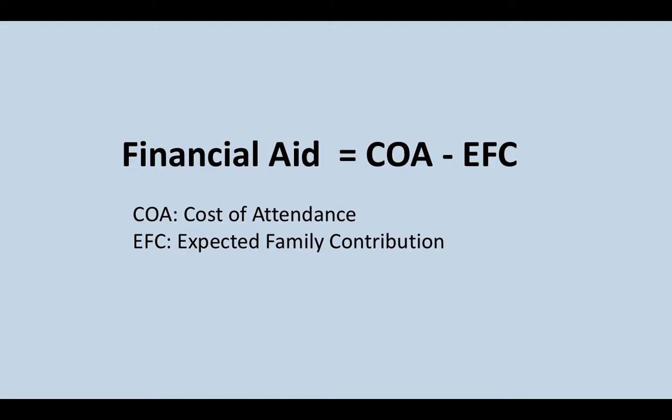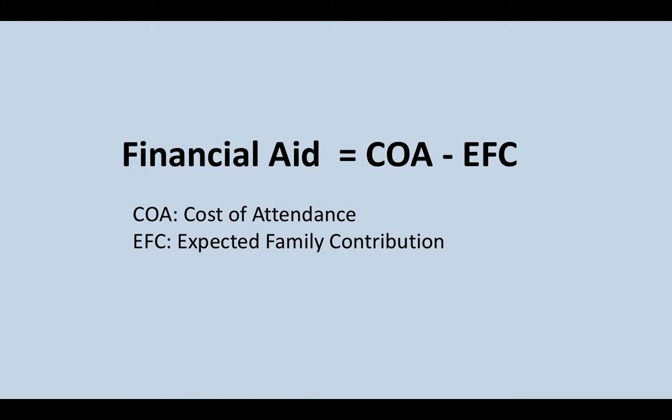Hi, today I'm going to show you how financial aid is calculated, how your income and your child's income impact the eligibility of the financial aid. So you can see here, financial aid is equal to COA minus EFC.